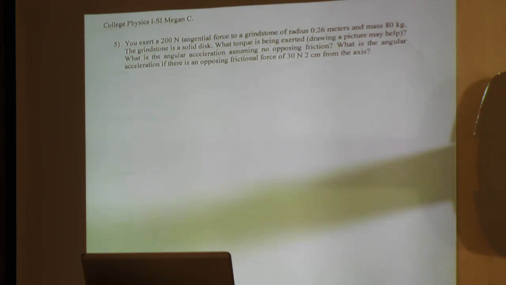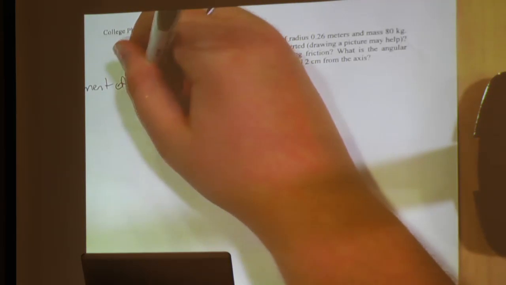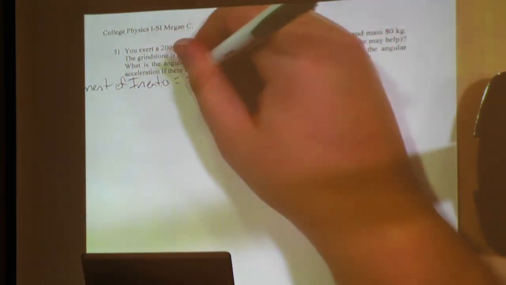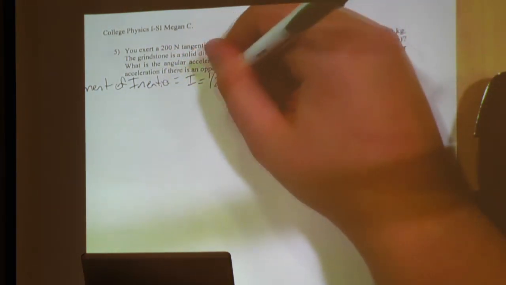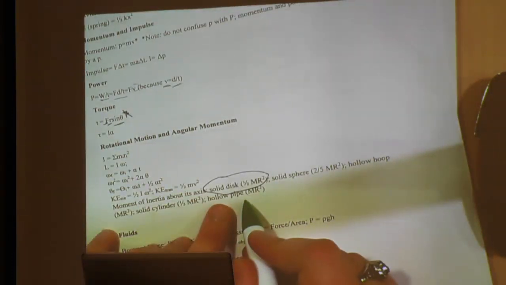So we can go ahead and pull out our formula sheets in that case and circle solid disk. Yeah, solid disk. So I'm going to go ahead and write that immediately because I know that I can use that formula. So moment of inertia is going to be equal to, well, I'm going to put I equal to 1/2 mr squared. Again, that's provided on this formula sheet. So, all right, I'm going to continue reading the question. Sorry about that. All right, so it's a solid disk.